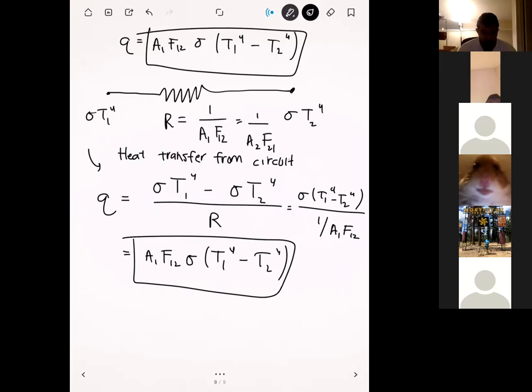All right. And so this is nice because now this gives us a visual way to see these radiation exchange problems. And so as an example, let's draw the thermal circuit from the previous example.